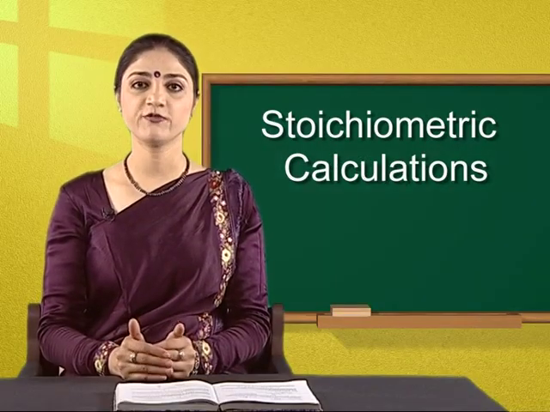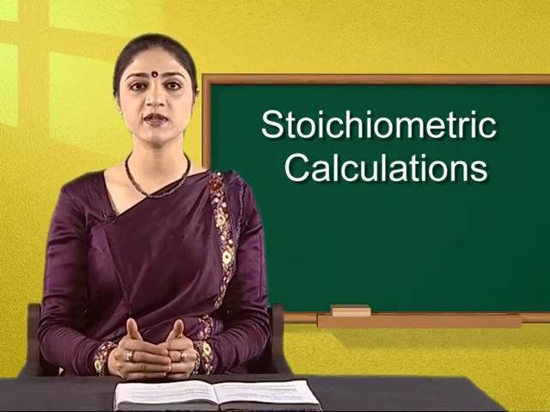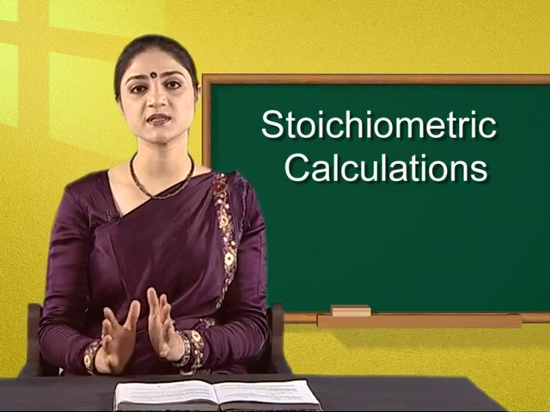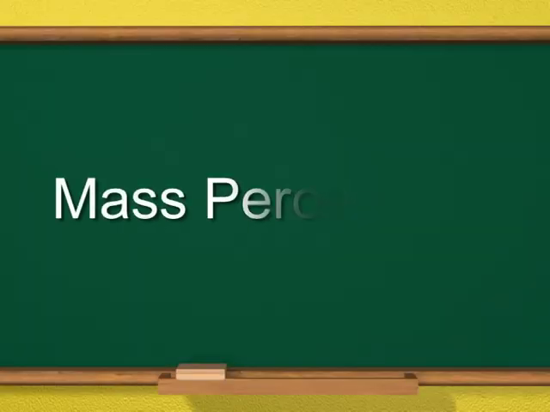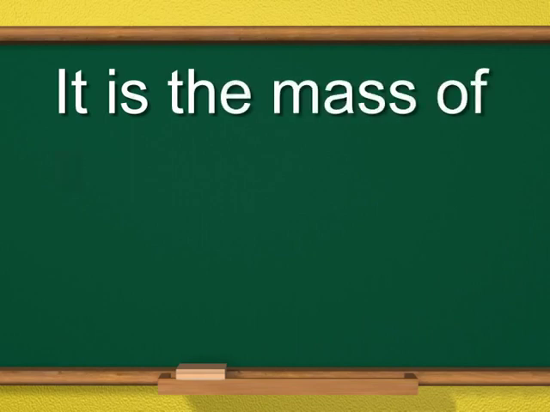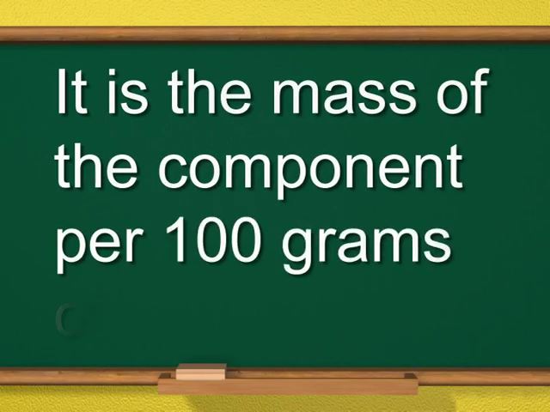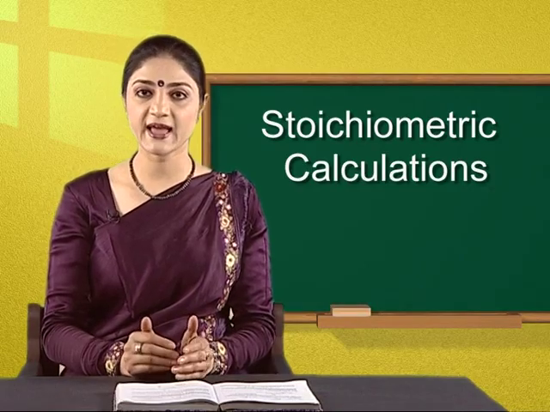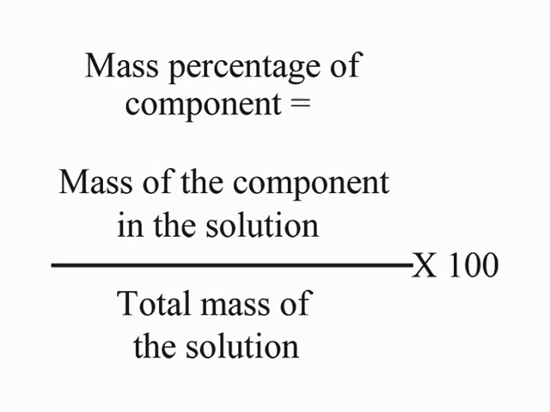The concept of limiting reagent is useful in stoichiometric calculations. Let us discuss mass percentage first. Mass percentage. It is the mass of the component per 100 grams of solution. It is expressed as shown on the screen. Mass percentage of a component is equal to the mass of the component in the solution divided by the total mass of the solution, multiplied by 100.